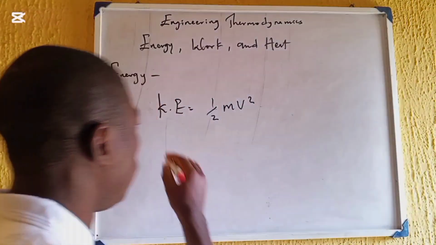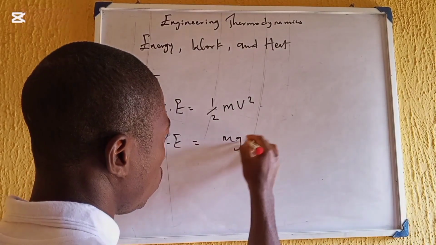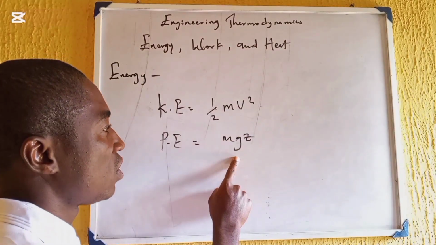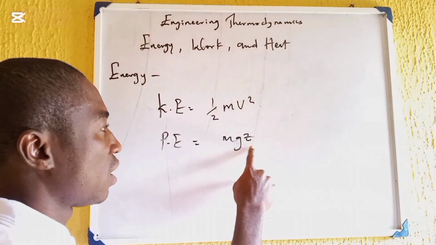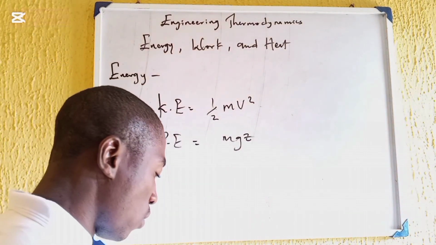We have PE equal to mgz, where m is the mass of the body, g is acceleration due to gravity, and z is the height above the reference point.